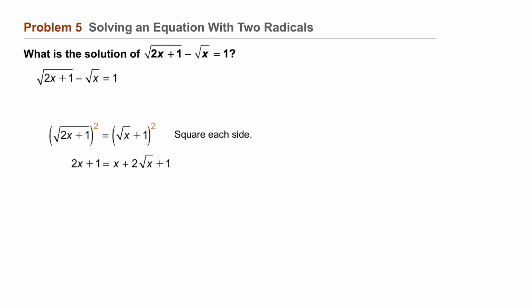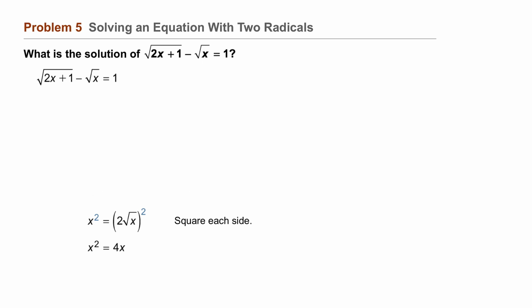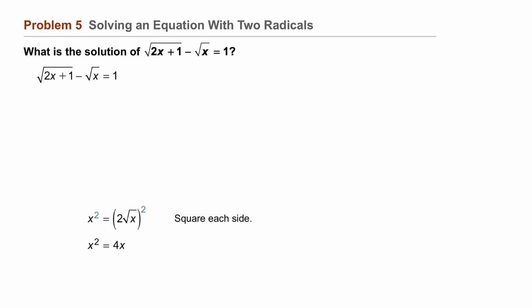Now we'll work to isolate the square root part of the expression on the right, that 2 times the square root of x, which will bring us to the equation x equals 2 times the square root of x. Now we'll square each side. x squared equals 2 times the square root of x, squared. That brings us to x squared equals 4x.